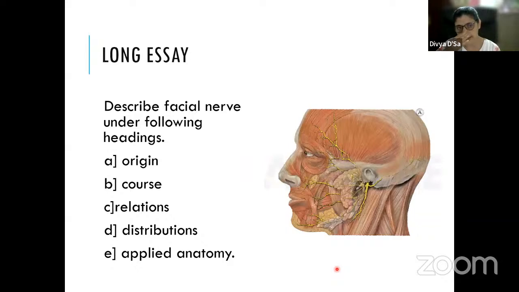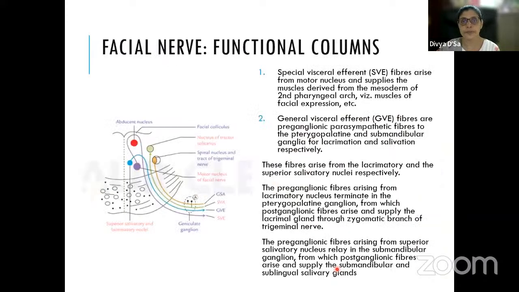The next question is, describe the facial nerve under the following headings: origin, course, relations, distribution, and applied anatomy of the facial nerve. The facial nerve has 4 functional components. One is the special visceral efferent fibers. Where do these special visceral efferent fibers arise? They arise from the motor nucleus. When we say special visceral, they basically supply the muscles which are derived from the branchial apparatus.